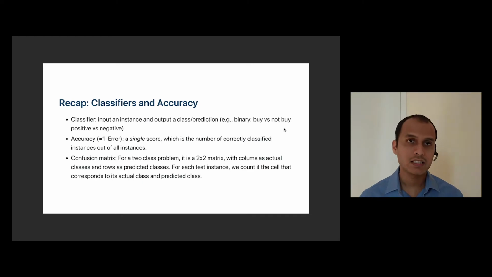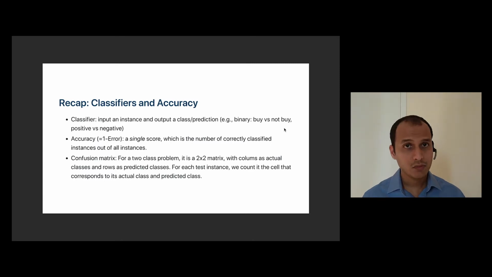Now, accuracy of a classifier is just a single number, which is the number of correctly classified instances out of all instances. For example, in your test set, accuracy is just out of all my test set instances, which instances did I predict correctly the class of that instance.